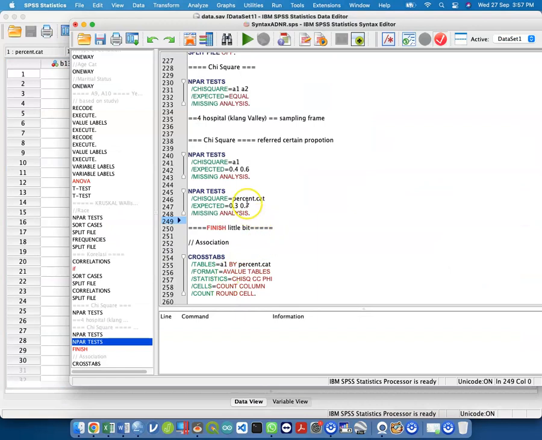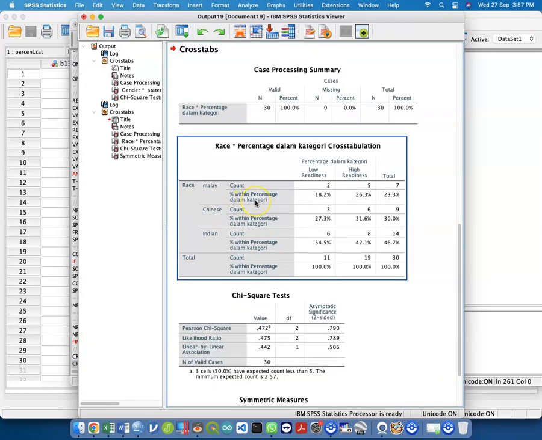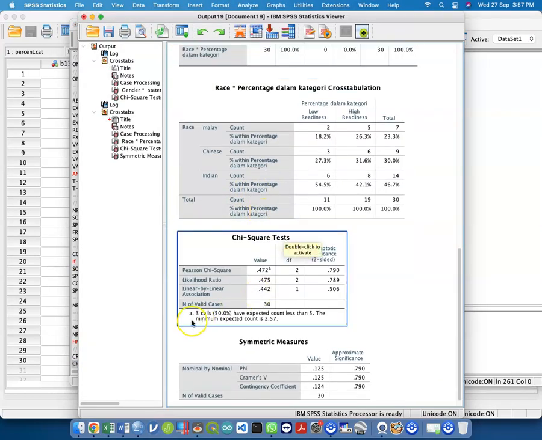Race tadi. Kalau soalan race tadi tuan-tuan dan puan-puan jawab, mari kita just look and see what is the outcome so that we can also discuss whether it is correctly done and performed or not. So I'm going to use the syntax only. And then I can see that we got 3 cells with expected count less than 5, which is accumulated to more than 20%. And therefore you can see over here, the Pearson chi-square cannot be used. Then we need to use the Fisher's exact.